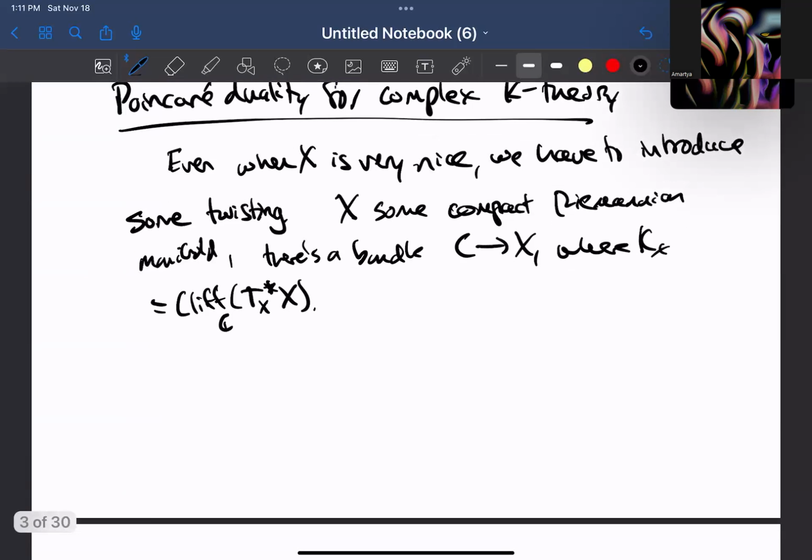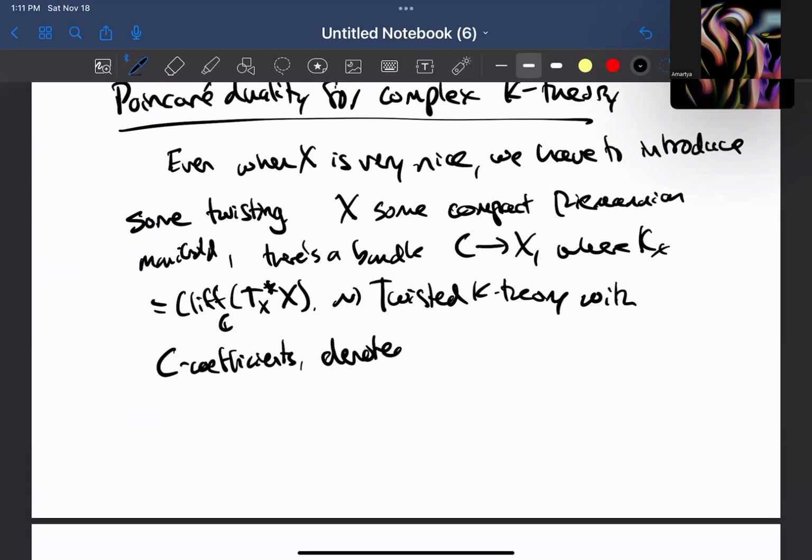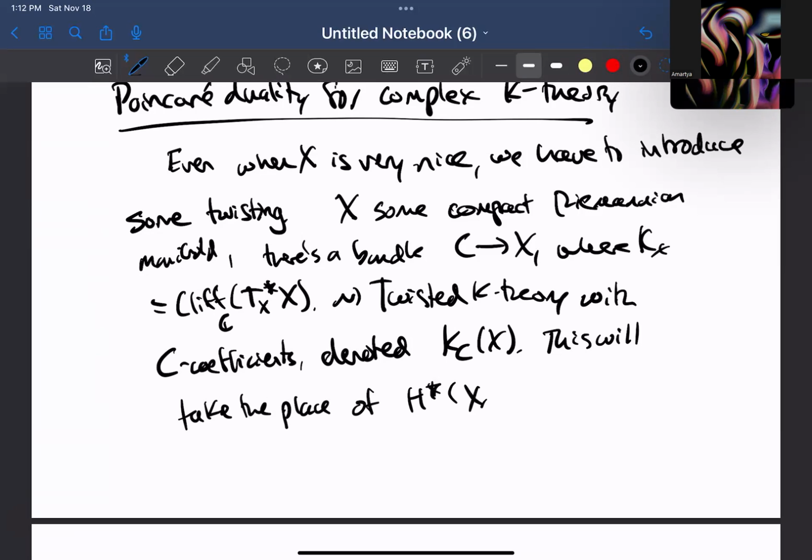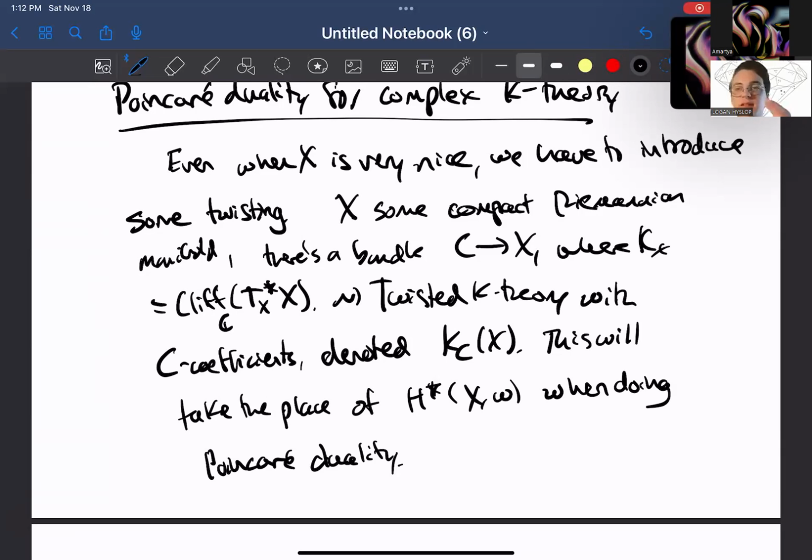Okay, so using this bundle, this is going to turn out to be some sort of projective bundle, which will be defined shortly. And this is going to allow one to define twisted K theory with the coefficients denoted K_C of X. And this will take the place of our twisted coefficients of ordinary cohomology when doing Poincare duality. But this raises the question: what is this K_C of X?